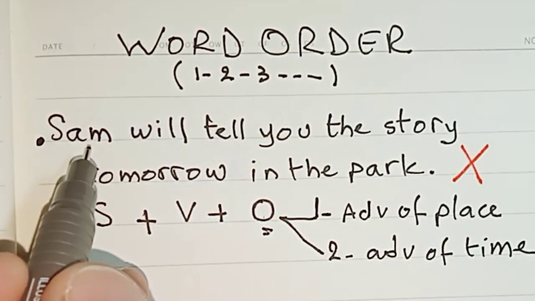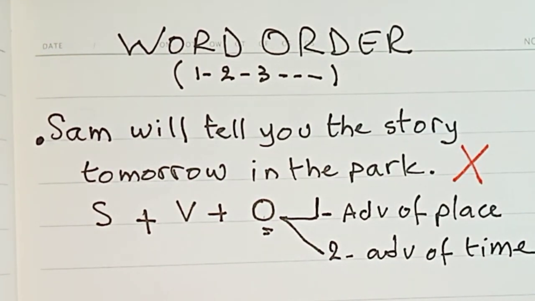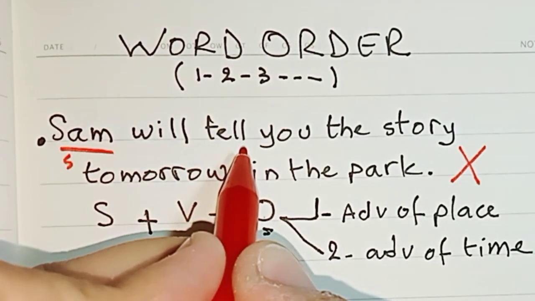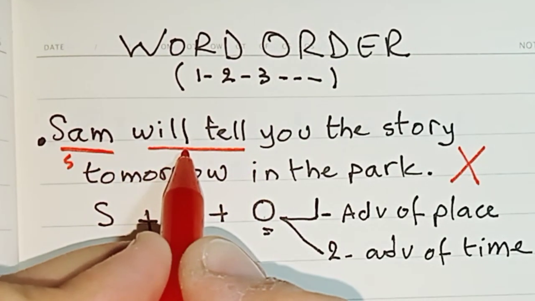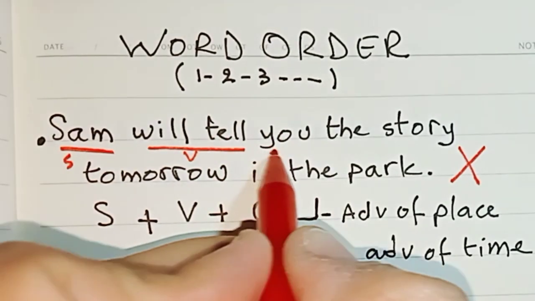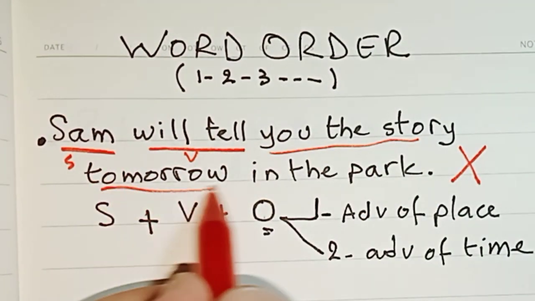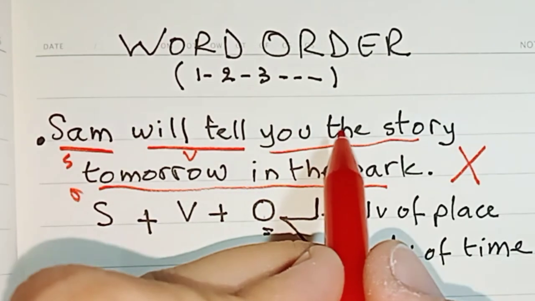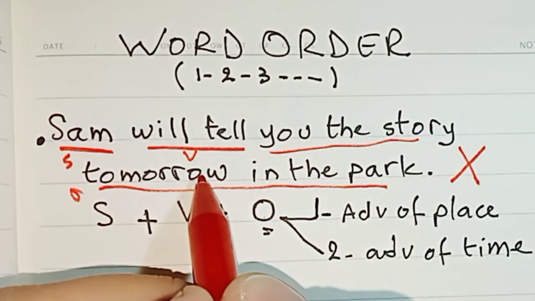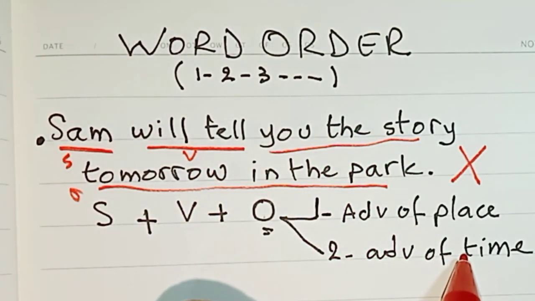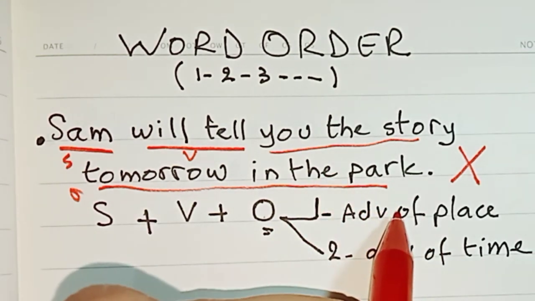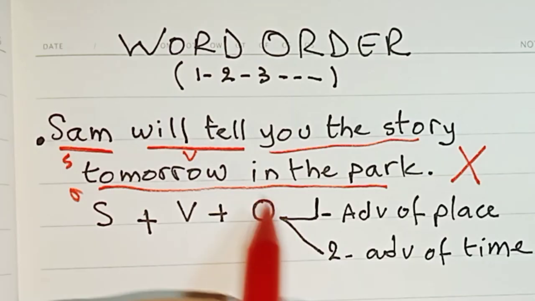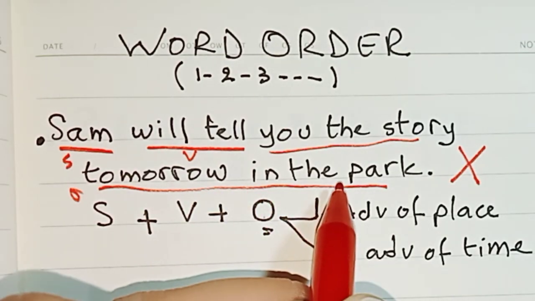Let's apply. Sam is the subject, will tell is the verb, you the story tomorrow in the park is the object. However, tomorrow is the adverb of time, in the park is the adverb of place. So this is wrong. We started with number 2 and then we moved to number 1.